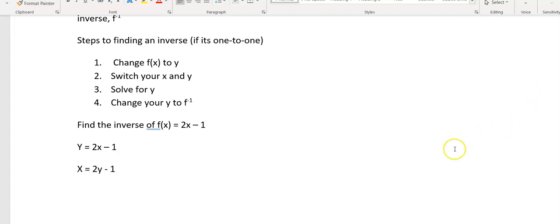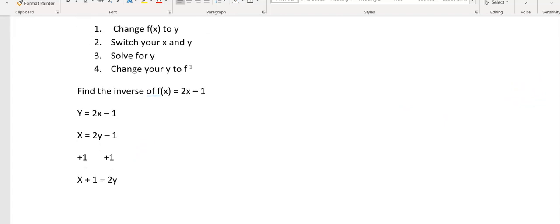Now let's solve this thing for y. We'll just pretend that x is like a number. And to solve for y, let's add 1 on both sides. So add 1 on the right, add 1 on the left. We can't add x and 1 together, so we'll just write it as x plus 1. On the right, though, our 1's cancel, and we have 2y.